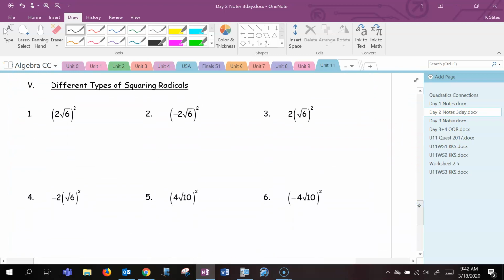We're squaring different types of radicals. So if you notice, every single one of these has an exponent of 2. But the difference is sometimes we have parentheses around the whole thing, and sometimes the parentheses are just around a specific part.